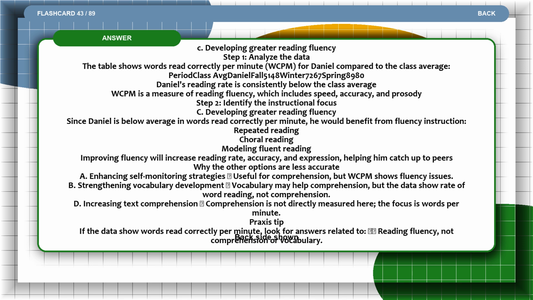Daniel's reading rate is consistently below the class average. WCPM is a measure of reading fluency, which includes speed, accuracy, and prosody. Step 2. Identify the instructional focus. C. Developing greater reading fluency.